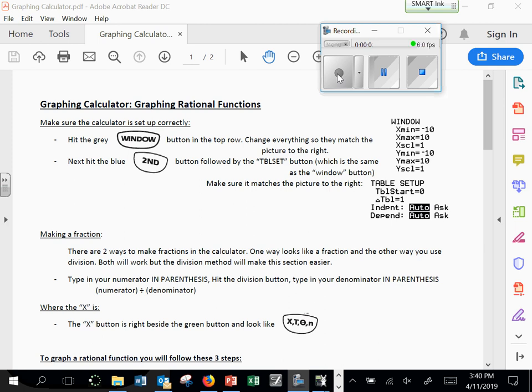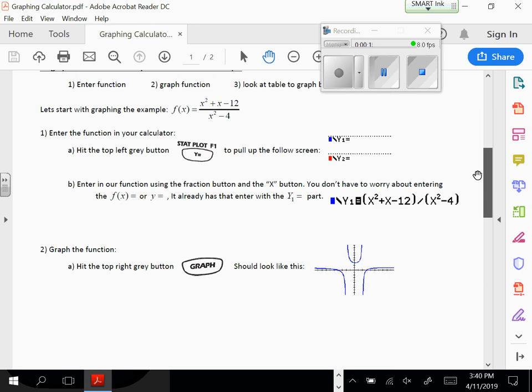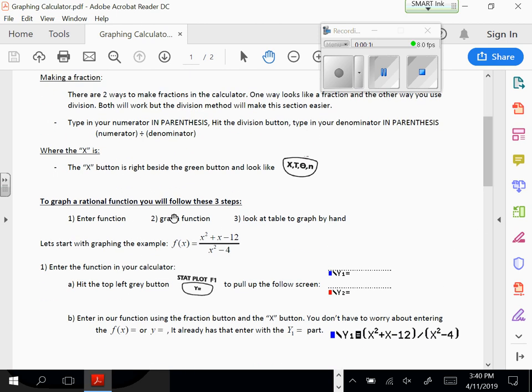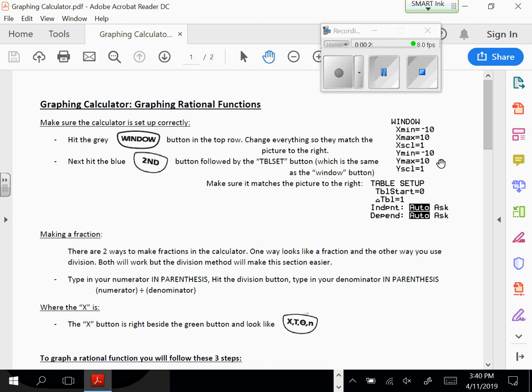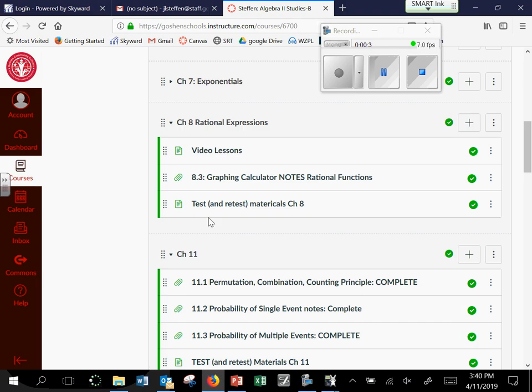I'm going to go over a quick video on how to use your graphing calculator with graphing rational functions. These notes right here that I'm going to be using to go through tell you step by step what buttons to push. It starts down here with these 3 steps on how to actually graph these. The other stuff is kind of just to set up and make sure your calculator has everything that it needs to start with. To get these notes, if you don't have them, you can go to Canvas.